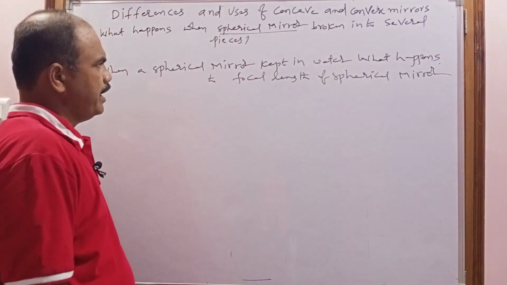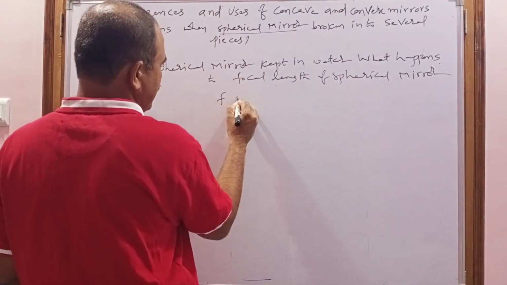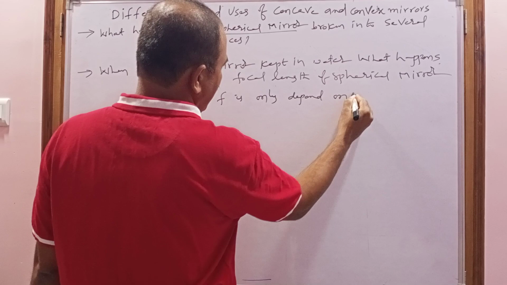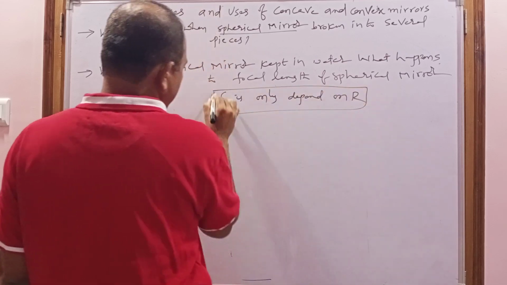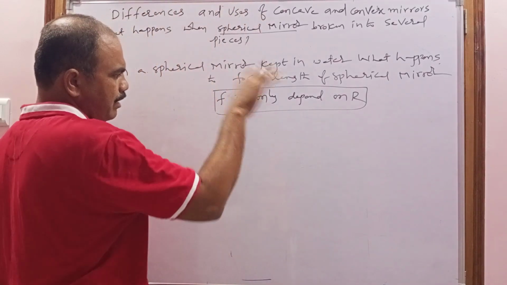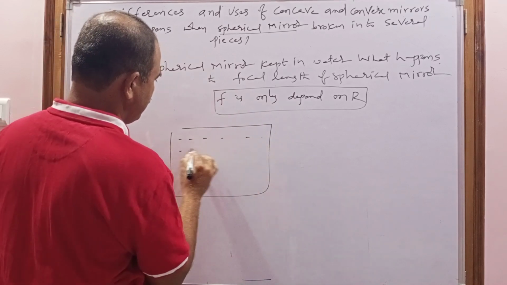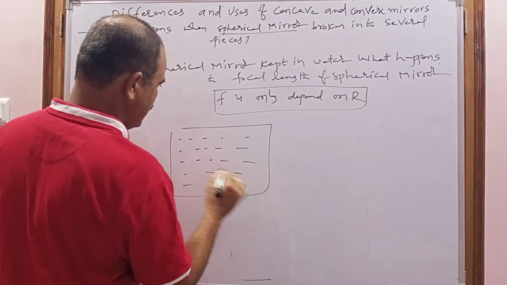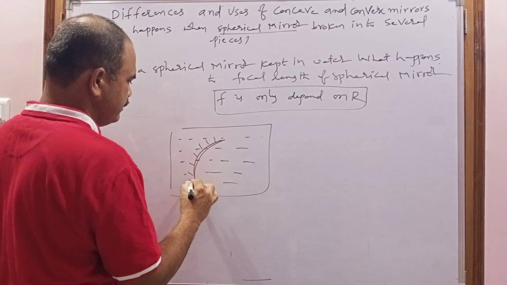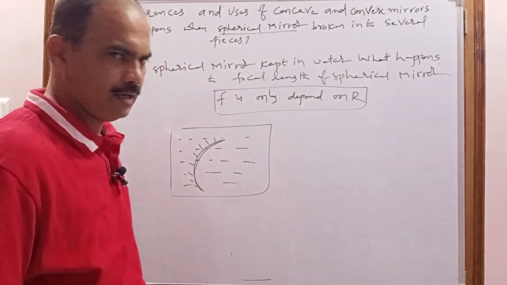So remember one thing, the spherical mirror focal length only depends upon the radius of curvature. F only depends on R. If the radius of curvature changes, then only the focal length will change. So that's why when the spherical mirror is kept in water, for example, let us consider this is the water. So in this water, when I keep the spherical mirror, let us imagine it is a spherical mirror kept in the water. And now this is called the surrounding medium of the spherical mirror.